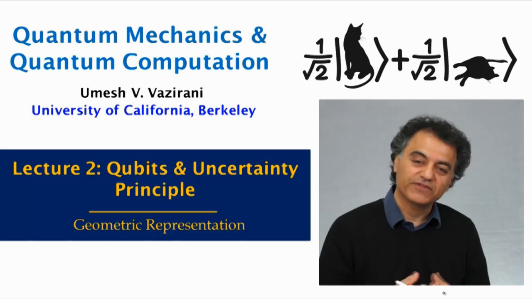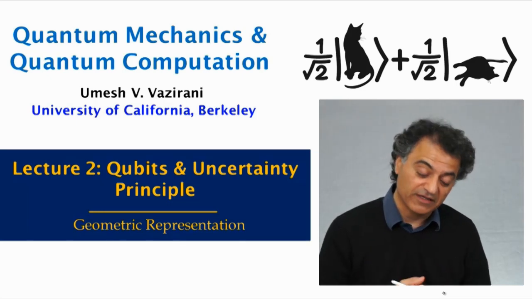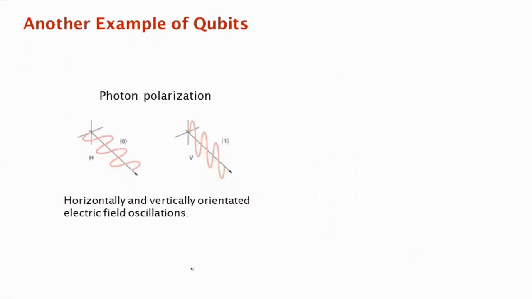So now let's see an example of this. How would this actually happen in real life? Okay, so to do this, let's look at another example of a qubit. It turns out that photons have this property called polarization, which carries a qubit of information.